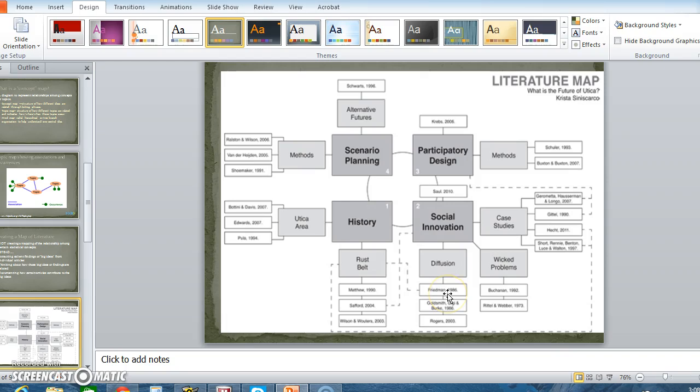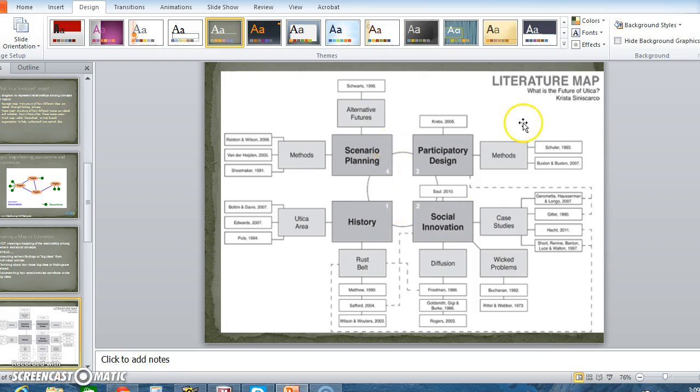So you'll see that there are a lot of sources that you're finding maybe in your research that aren't going to just fit into one area. So this source by Friedman discusses not only the Rust Belt, but also social innovation for diffusion of various different types of ethnicities or backgrounds, right? And so with social innovation, you'll see underneath there are 3 different areas in which one could consider how social innovation has actually caused the Utica area to be very successful.